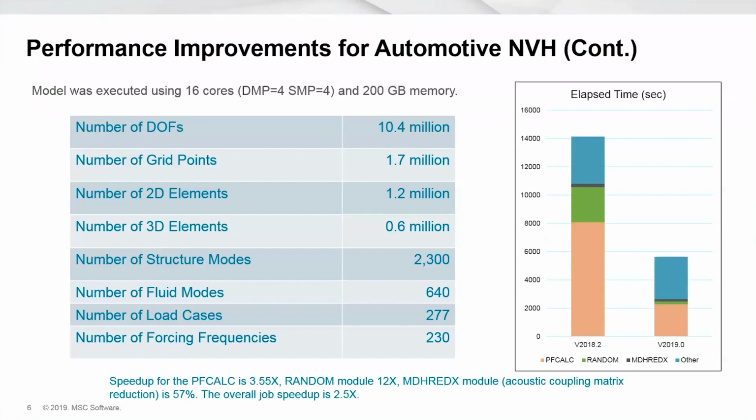In this case, we can see from the 2018.2, which is our previous release version, to the current 2019.0 version, about 2.5 times performance improvement. And in each module, we made significant improvements. So the PF calc performance improvement is about 3.5x. For the random module, in this model, we see up to 12x improvement. For acoustic coupling matrix module as well, we see about 57% reduction, where we have the fluid and the structural coupling matrix.